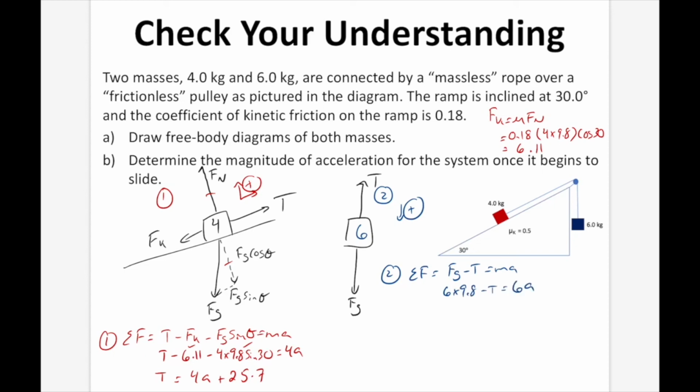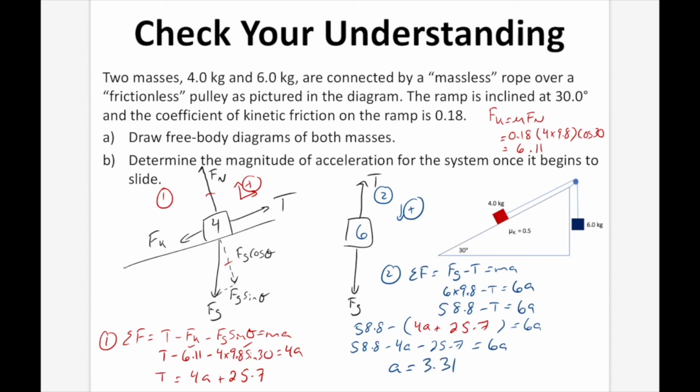6 times 9.8 is equal to 58.8 minus T is equal to 6a. Now we're going to substitute T into equation 2. We're going to have 58.8 minus T equals 6a. T is 4a plus 25.7. We're going to simplify: 58.8 minus 4a minus 25.7 equals 6a. And once we collect like terms and solve for a, we get an a value of 3.31. We need 2 sig digs, so we get 3.3 meters per second squared clockwise.